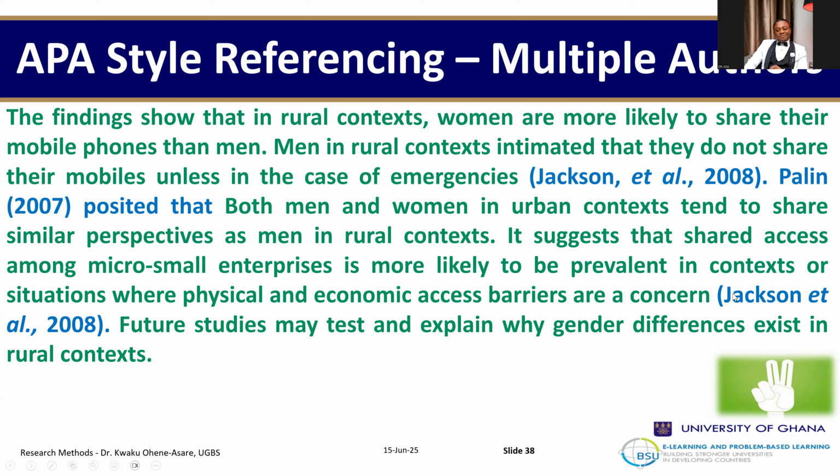Now, once again, you have Jackson et al., 2008. Now, this was a typo. Check the first one, because there shouldn't be a comma after the Jackson. And then the final sentence says future studies may test and blah, blah, blah.